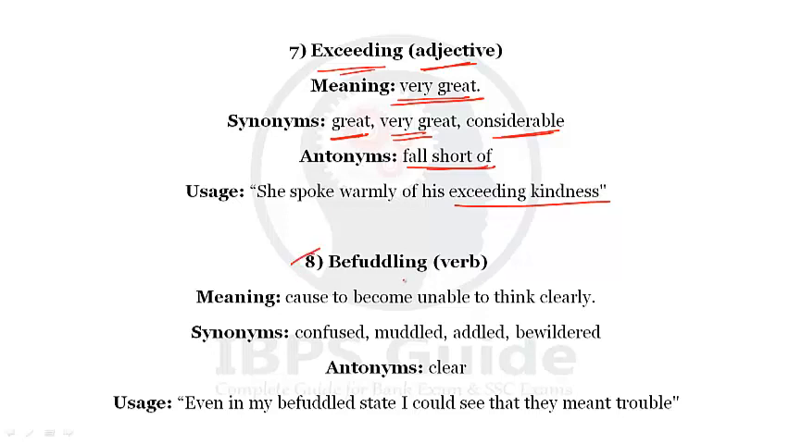Our next word is befuddling. This is a verb. Befuddling means causing someone to become unable to think clearly. The synonyms are confused, muddled, addled and bewildered. The antonym is clear. Even in my befuddled state, I could see that they meant trouble. When we are unable to think clearly, that is called befuddling.